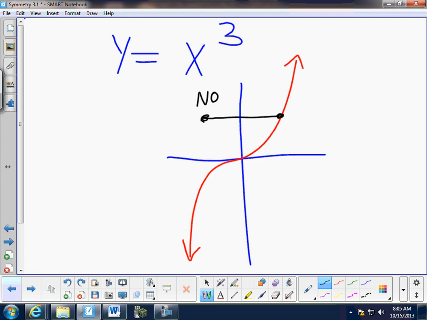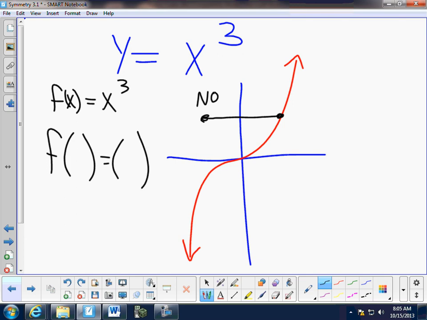So let's say I wanted to prove it. I can look at the picture and know for sure, but here's what I want to show. Let's take a look at what f of x is. Now I'm going to put into the equation negative x. So f of negative x is equal to negative x times negative x times negative x, and the answer is negative x cubed.